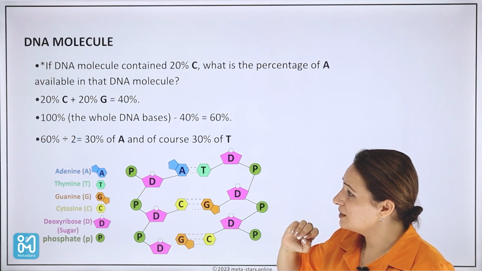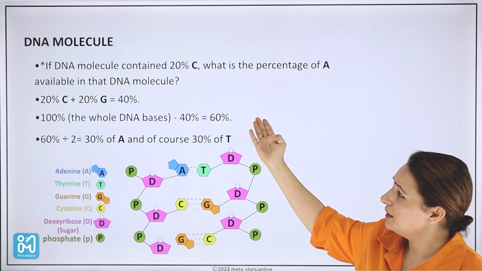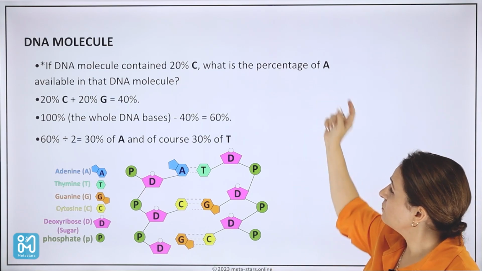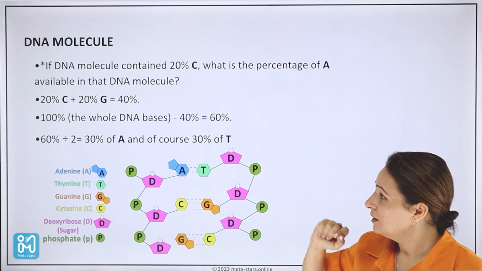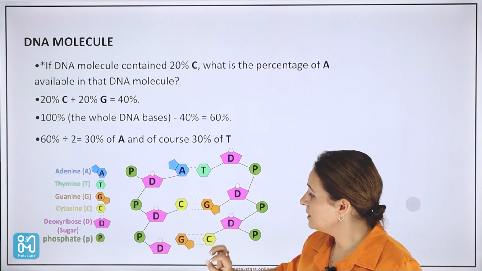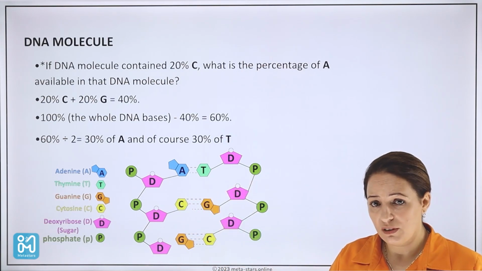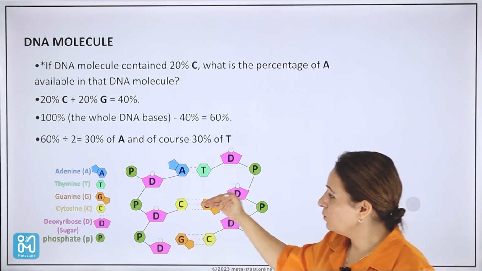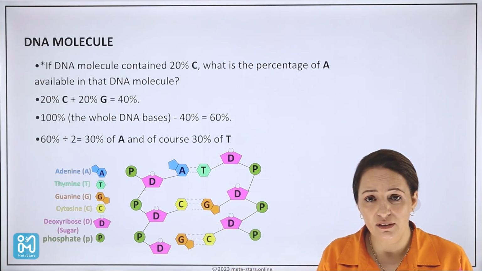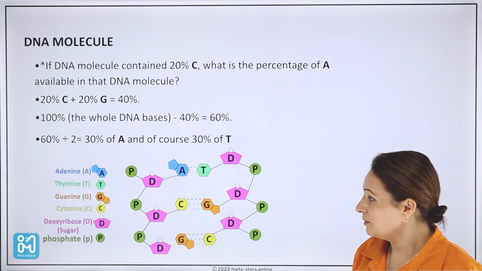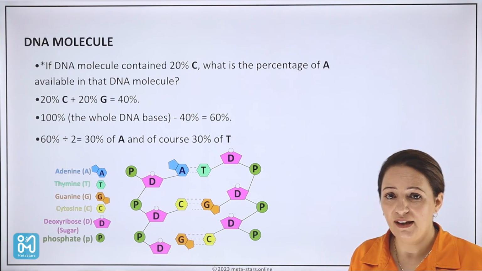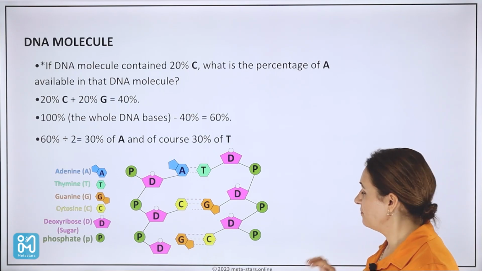Here's a little bit of an example. Say a DNA molecule contains 20% cytosine, and they ask for the percentage of adenine. When I say cytosine is 20%, that means guanine is also 20%. So both of them are 40%. What is left for the A and T is 60% of the 100. So the 60 will be divided equally between the adenine and the thymine.